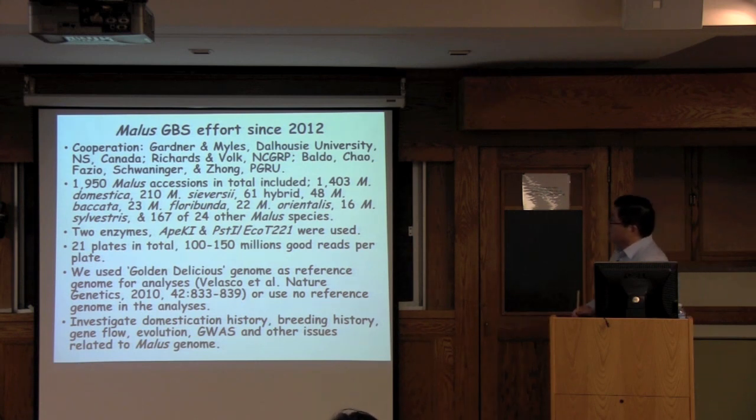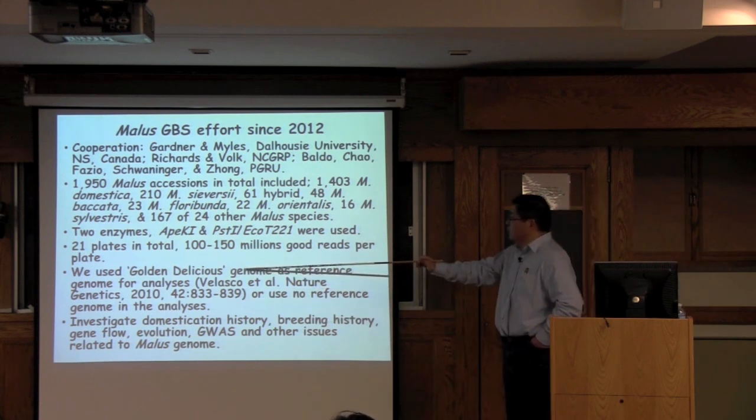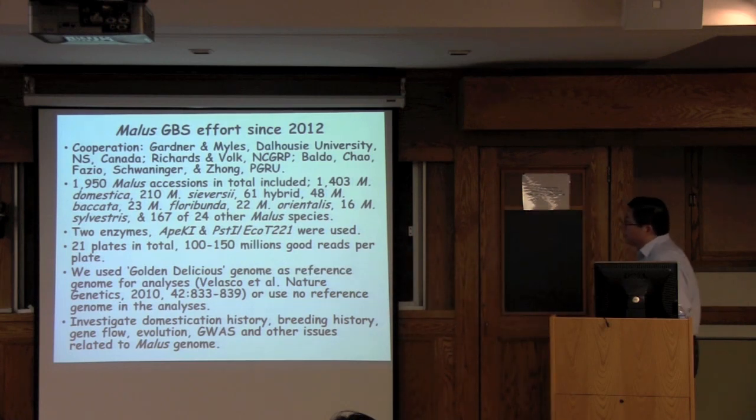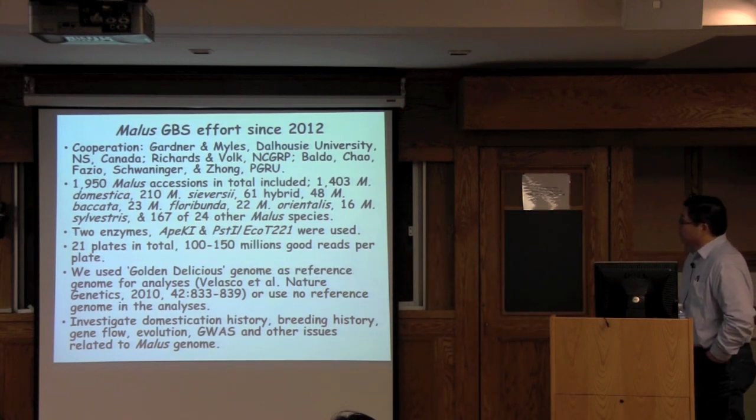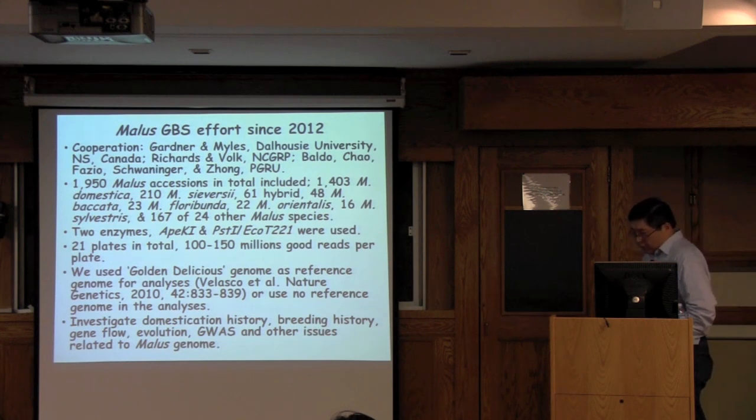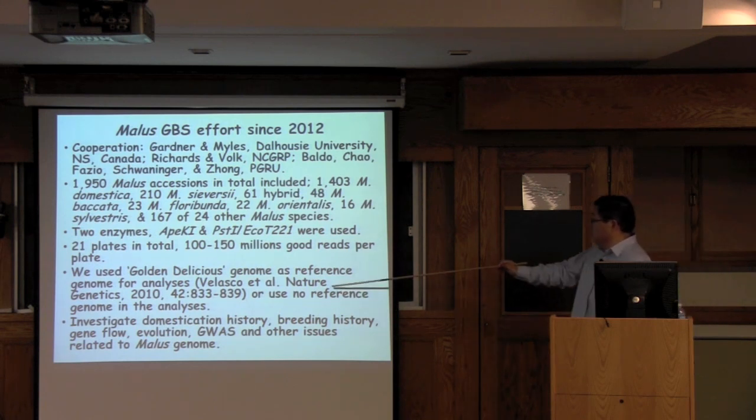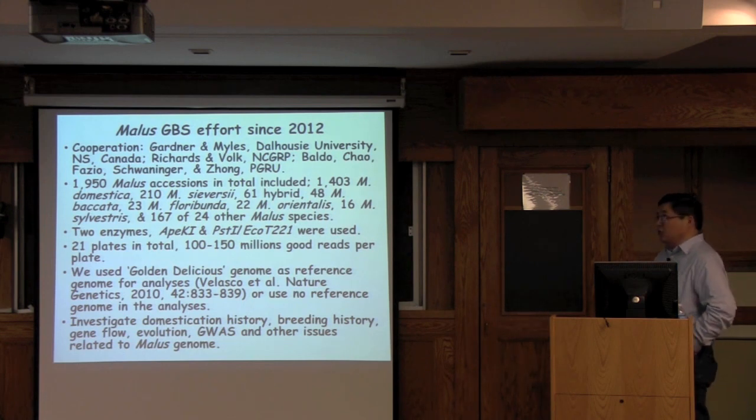In some of the initial analysis, we're using the Golden Delicious genome as a reference genome for comparison. In that comparison, about 40% of the sequence could not be mapped back to the Golden Delicious genome. Actually, 40% of the sequence we identified from the GBS study has never been known before. Also, in the future, we're trying to make comparisons without any reference genome, so we're not going to create any bias against, especially, the wild Malus material.